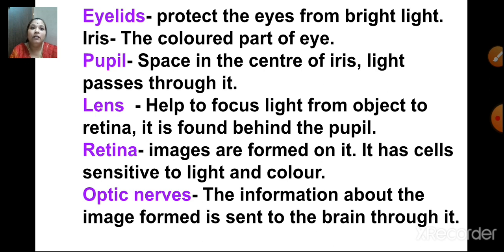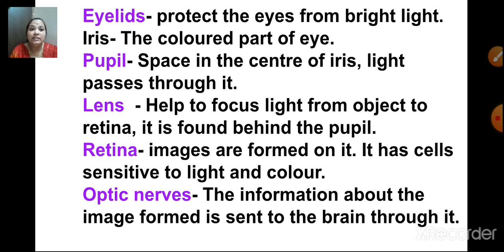Iris is the colored part of the eye. What is iris? Iris is the colored part of the eye. Pupil is the space in the center of the iris through which light passes, as we saw in the picture. Lens helps to focus light from an object to the retina. What we see, the image is formed behind our eye. There is the retina, and on the retina the image is formed.